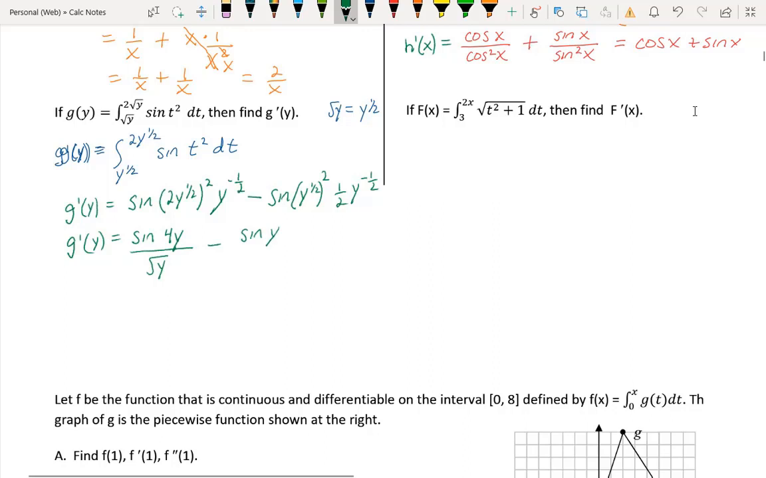And notice my y to the negative 1/2 is going to drop down again, so this time I've got 2 times the square root of y in the denominator. Alright? And you can't combine those, they're not like terms or anything like that. Alright, next one. I'm going to rewrite this one for sure.